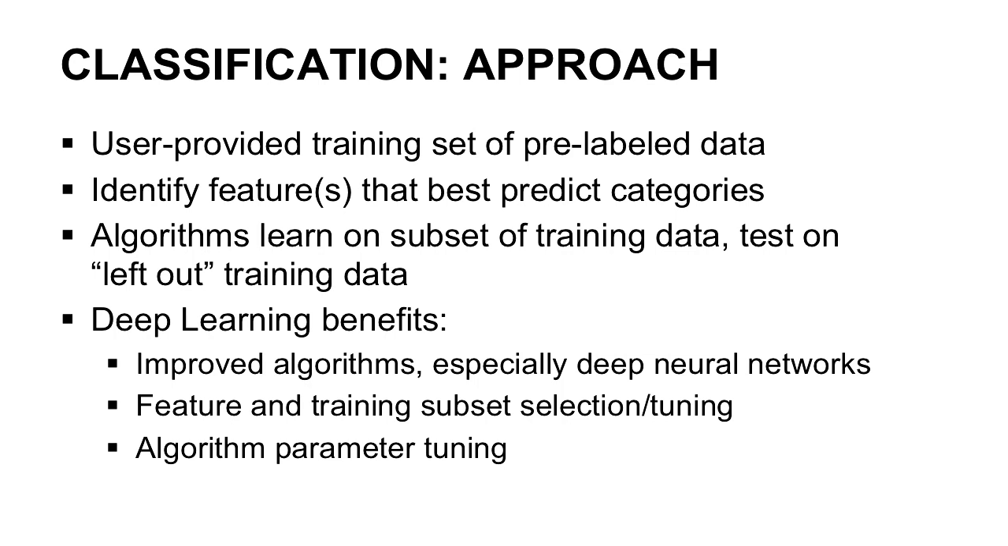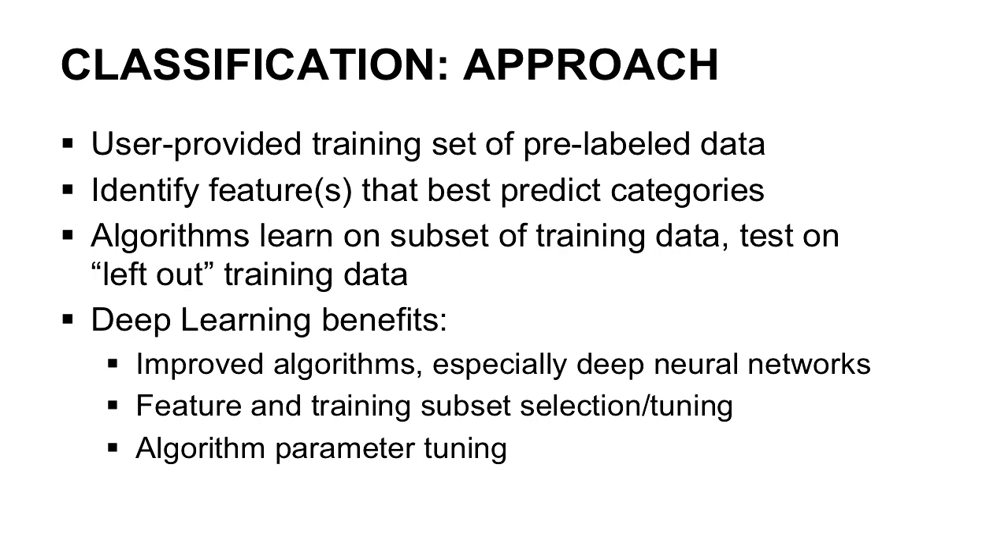Now, the algorithms learn on a subset of the training data. We don't use it all initially. What we do is we leave some of that out. We train the algorithm, and then we use the piece that's left over as a test of validation. There's lots of different techniques. There's something called cross-validation that does sort of slicing of the data and does many permutations.